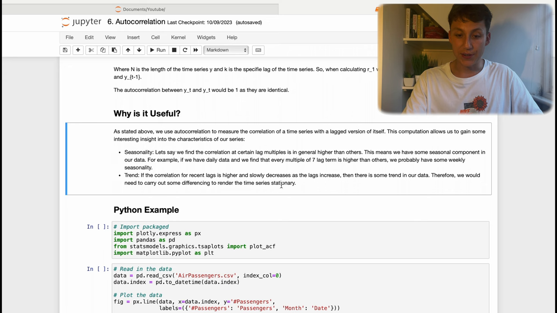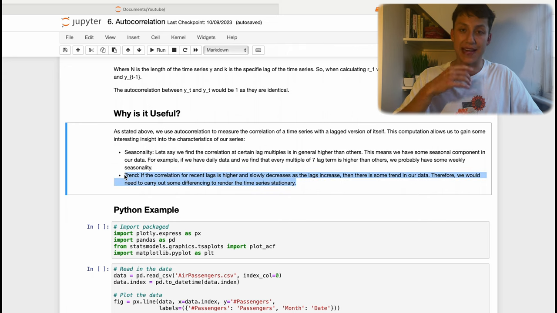The next one is trend. Trend basically says that if the recent lags are more correlated than the older lags, and this pattern is consistently declining, this indicates that the time series has a trend.